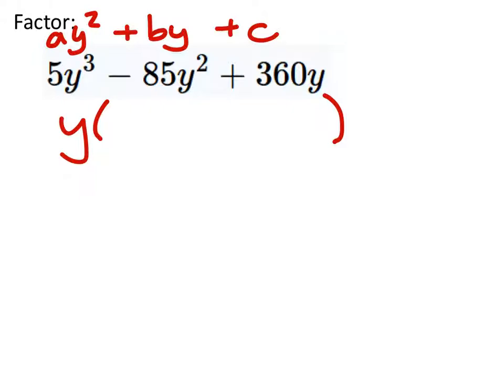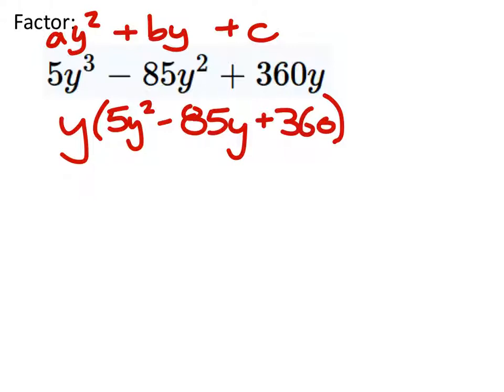But we still have the 5y squared now, minus the 85y, plus now it's 360, right? So we needed this form to be ay squared plus by plus c. Now, before it was the x's. It doesn't matter if it's y's or x's here, okay? I'm just looking inside the parentheses. I'm going to ignore that y that's on the outside for now, okay? But what I want to do is break up that negative 85y into something, okay?